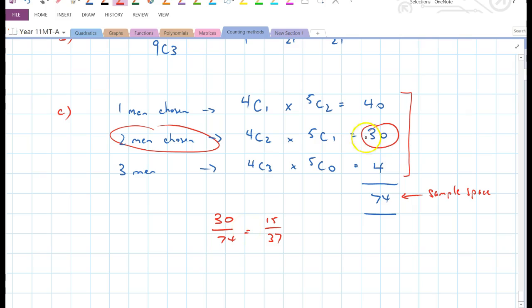And how many of those 74 have exactly 2 men? Well, the 2 men chosen is this here. So 30 of those 74 are exactly 2 men as part of the committee. So that's our probability. 30 over 74 reduces to 15 over 37.